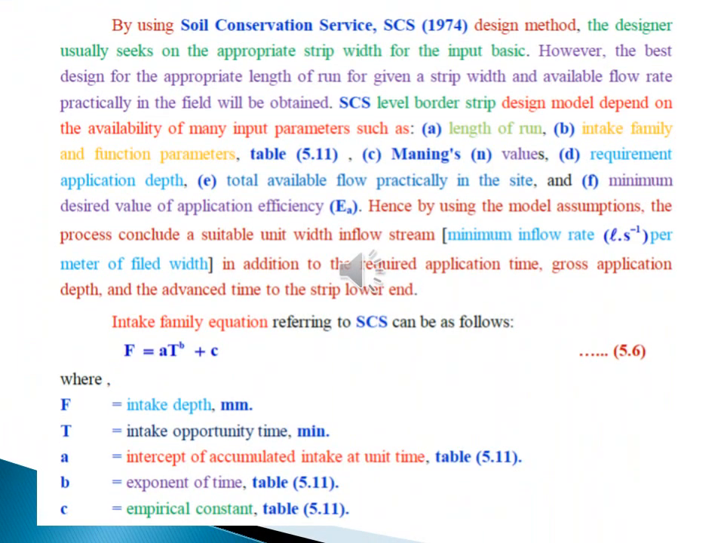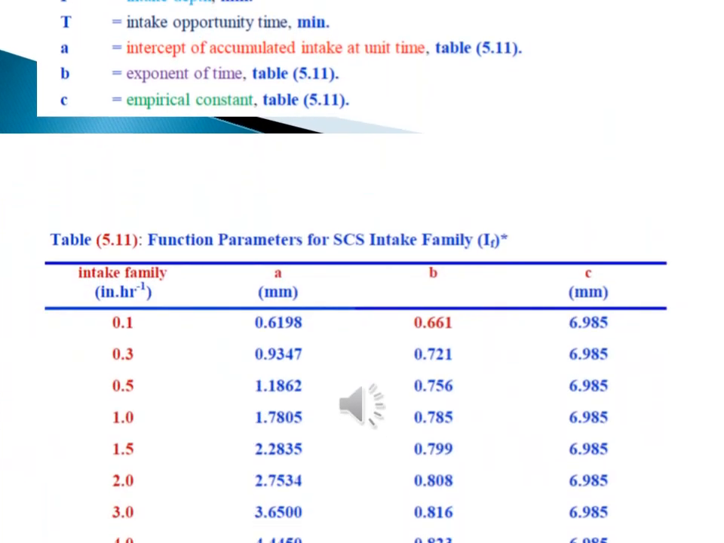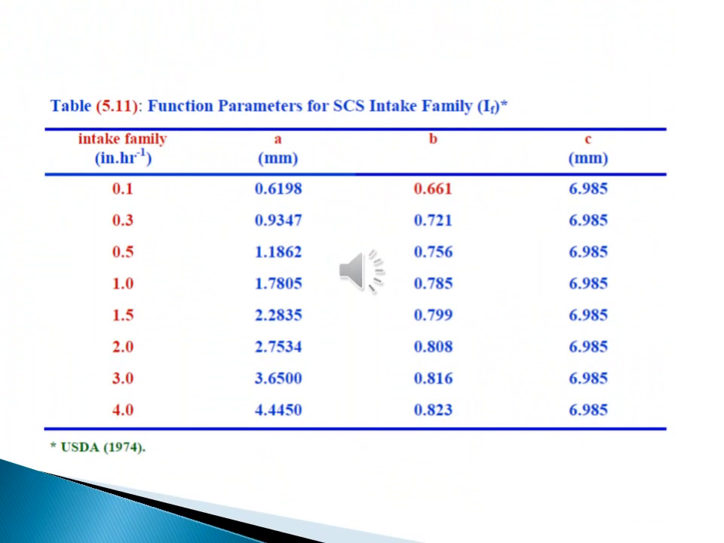By using the Soil Conservation Service (SCS) design method, the designer usually seeks the appropriate strip widths for the input basis. The SCS level border strip design model depends on the availability of many input parameters such as length of run, intake family and function parameters, management value, required application depth, total available flow practically in the site, and minimum desired application efficiency, as shown in the enclosed equation. Table showing the function parameters for the SCS intake family.